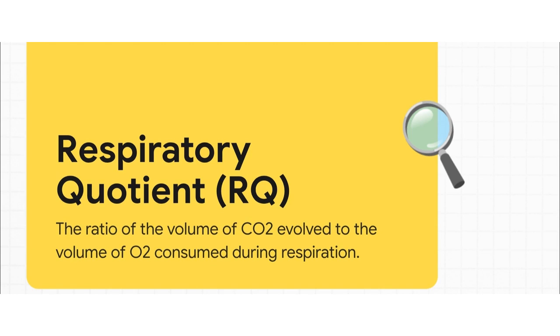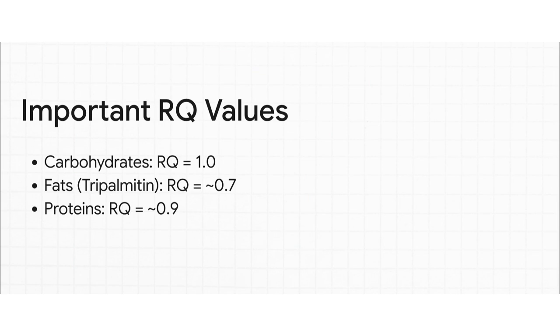Next up, a favorite topic for examiners, the respiratory quotient, or RQ. The formula is very simple. It's the amount of CO2 released divided by the amount of O2 used. RQ equals CO2 over O2. And these values, you absolutely have to memorize them. For carbohydrates, the RQ is exactly 1. For fats, it's less than 1, around 0.7. And for proteins, it's around 0.9. You get direct match-the-column questions on this.